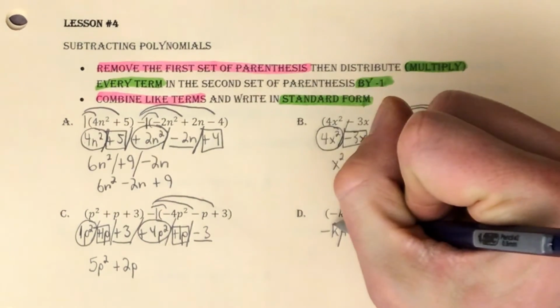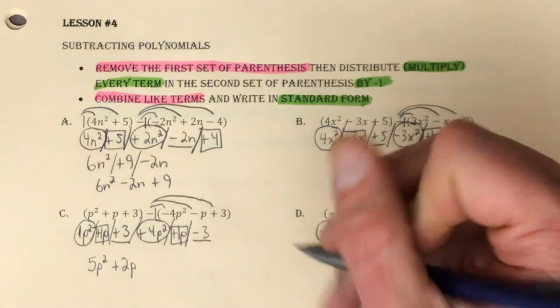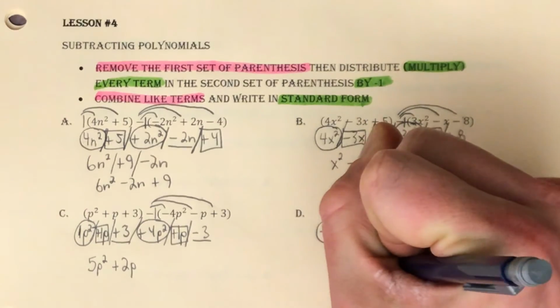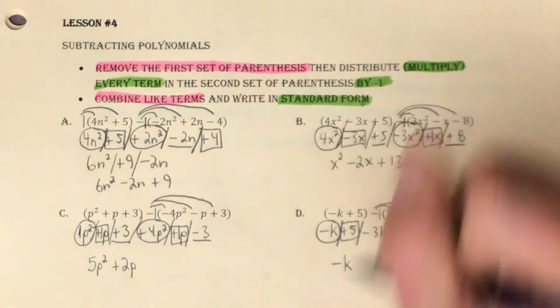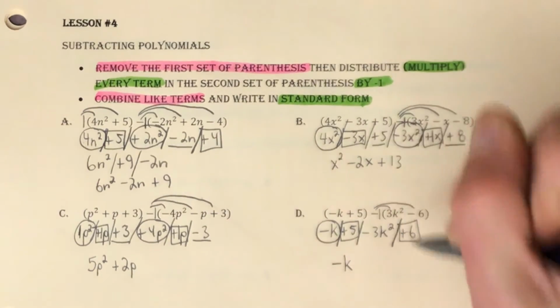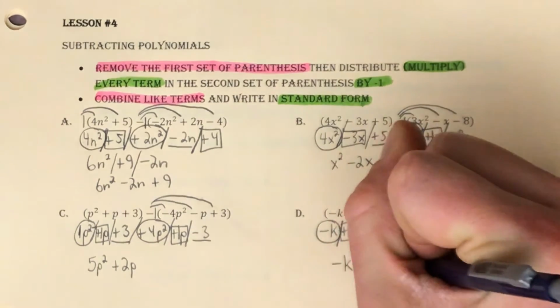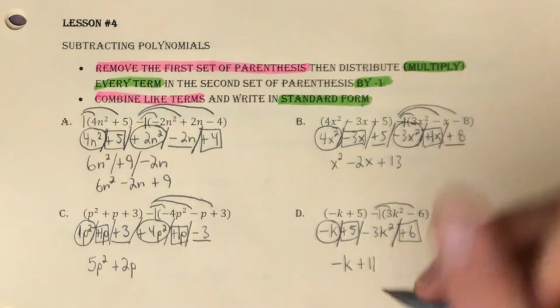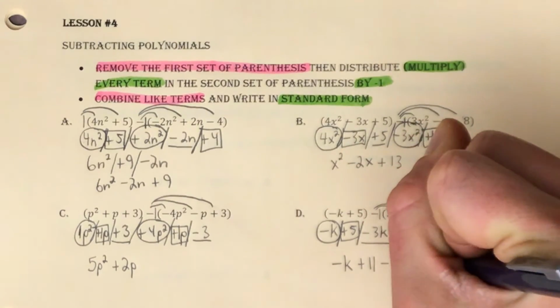So my first term is negative k. Do I have any other terms with k to no exponent? No, I don't, so I'm going to bring that down, so that's negative k. Then I go to my next term, so that's a positive 5, so I'm looking for other just numbers. I do have one of those. I've got a positive 6 here, so positive 5 and positive 6 make positive 11. And then the only term I have left is the negative 3k squared, so I'm going to bring that down.